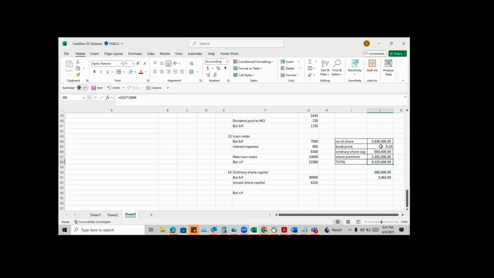Now, how much was the total? They gave us the total. So for me to know the premium aspect of it, all I needed to do was to minus the ordinary share capital from the total, and that's how I have the premium. Typically, examination solutions will do it together. They will match the ordinary shares and the premium together. But I'm thinking we can do a breakdown and then later add it together after we've shown the breakdown.